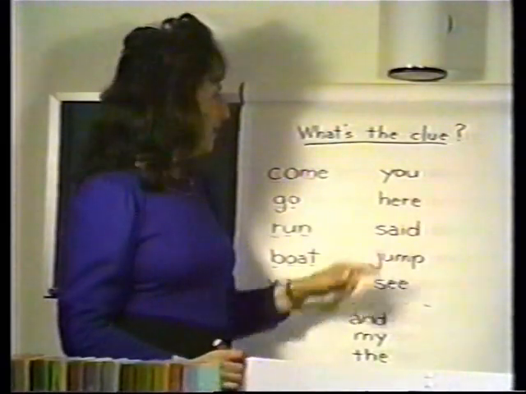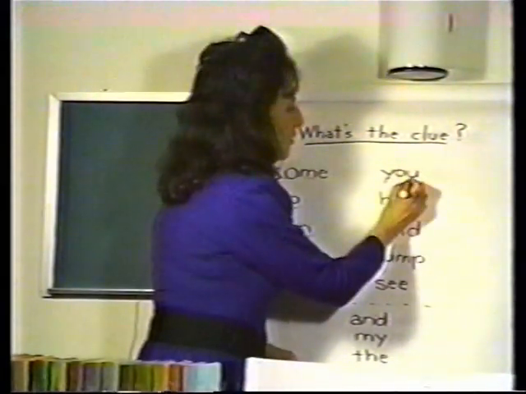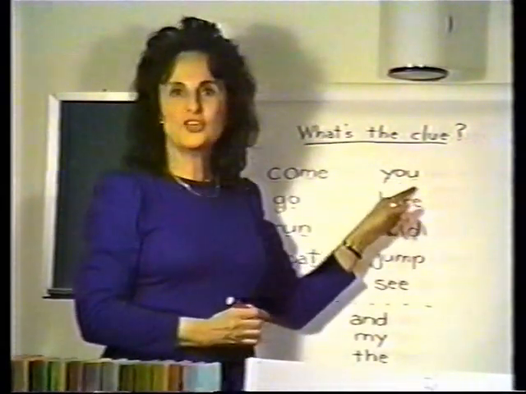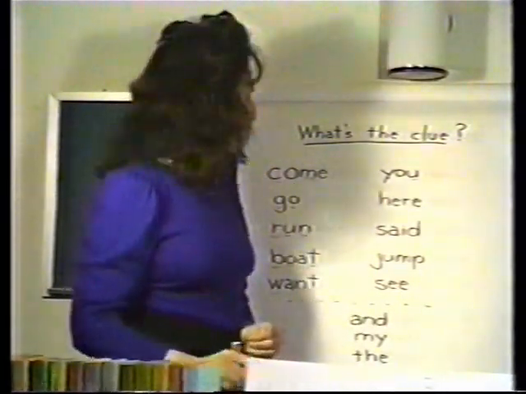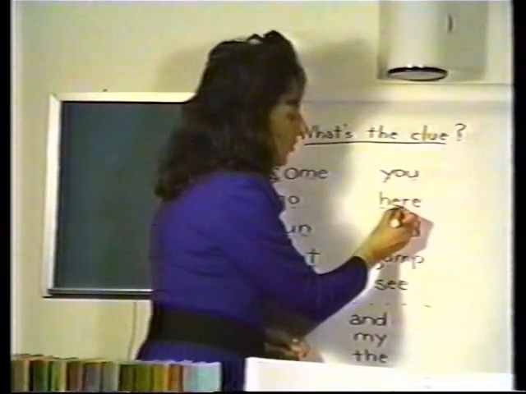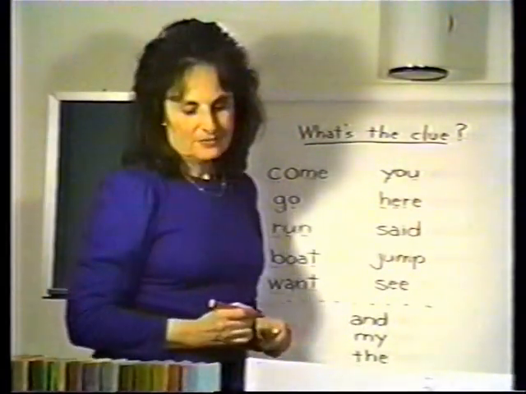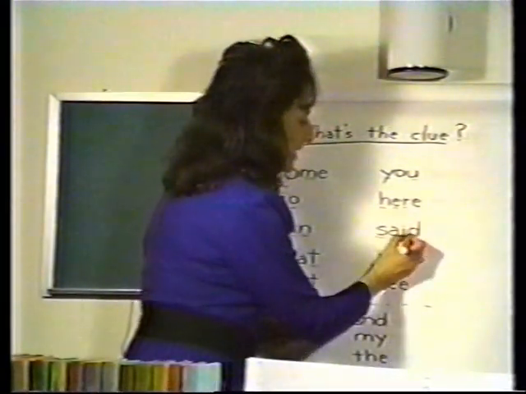This is for me, and that is for you. What's the clue? You. Now, that's a little redundant when you say you, but anything that helps, do it. I want you to come right here. What's the clue? E-R. Did you hear what I said? What's the clue? S-T.